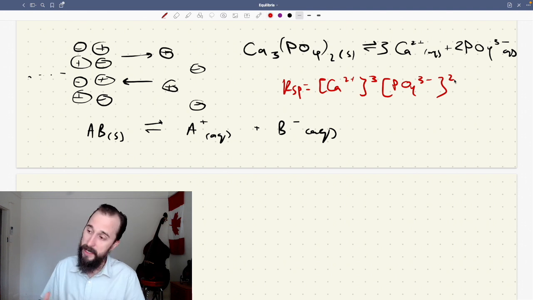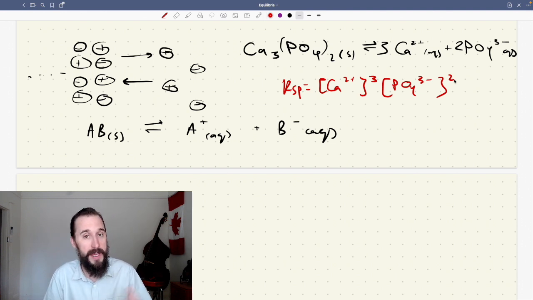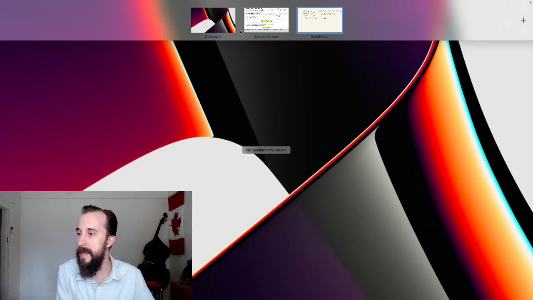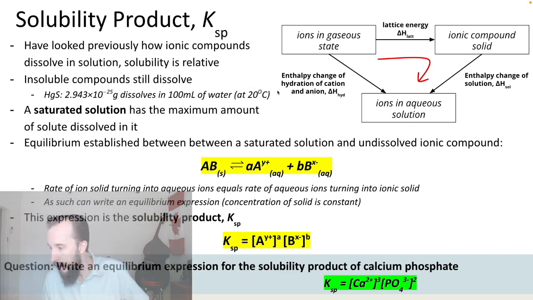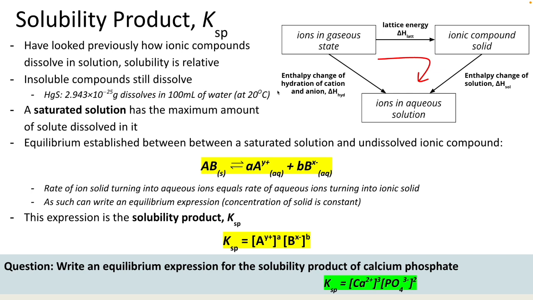So as you might be able to see where we're going, if we've got some equilibrium constants, if we've got some concentrations, we can start to calculate some values here. But yeah, there you go. The KSP is Ca2+ to the power of 3, the concentration thereof, times by PO4 3- to the power of 2, just like any other equilibrium expression, and we're ignoring that ionic solid. So let's go into some calculations here.